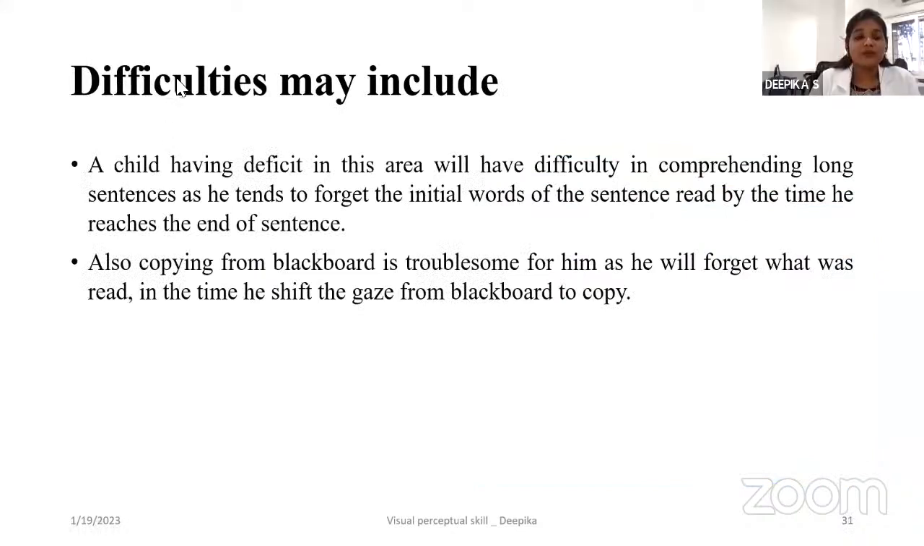The difficulties with visual memory may include: a child with a deficit in this area will have difficulty comprehending long sentences, as he tends to forget the initial words of the sentence by the time he reaches the end. Copying from the blackboard is also troublesome for him, as he will forget what he has read in the time he shifts his gaze from the blackboard to copy.